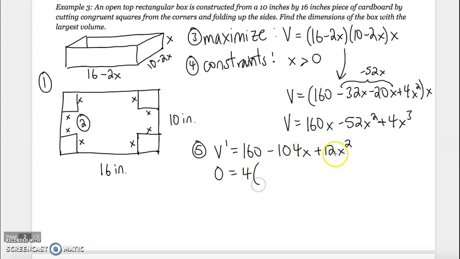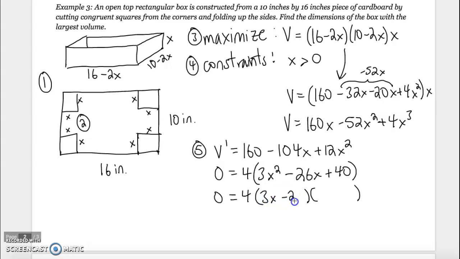So I'm going to pull out 4. Then I'm also going to rewrite them in order because it's driving me crazy. We got 3x squared, then minus 26x, and then 160 divided by 4 is plus 40. There we go. And then we're going to use reverse box method to actually factor this. And if you do that, you'll end up with 3x minus 20 and x minus 2.